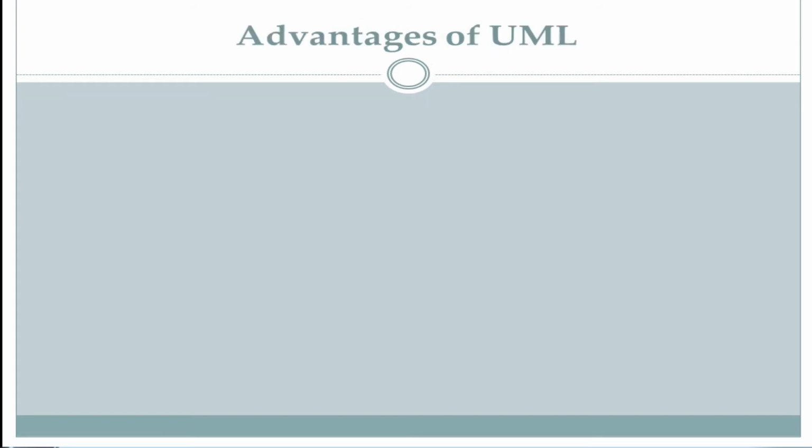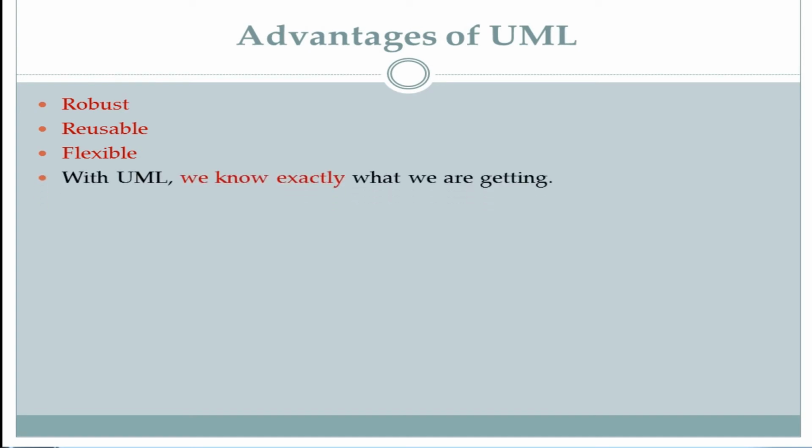Now we are at the last point of our chapter. It is the advantages of UML. There are various advantages that UML provides. A few of them we are going to cover, which are robustness, reusability, and flexibility. These three keywords are very important with respect to the advantages of UML. What robustness, reusability, and flexibility are, we have been following from the first year of our course. Apart from these three advantages, with UML we know exactly what we are getting. This is a big advantage. At least we should know what we are doing exactly.